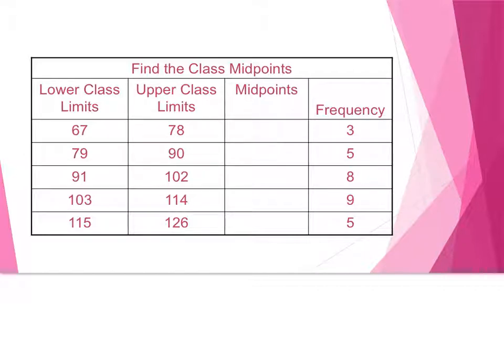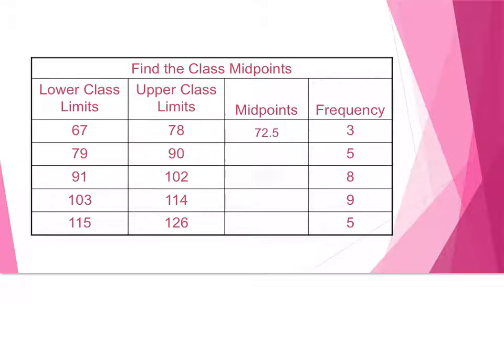So, 67 to 78, those are my class limits. How do I find the midpoint? I add 67 plus 78, I get that answer, and then I divide it by 2. And when I get that answer, it turns out to be 72.5. Don't round these off. Don't call it 73. 73 wasn't the middle. 72.5 is.